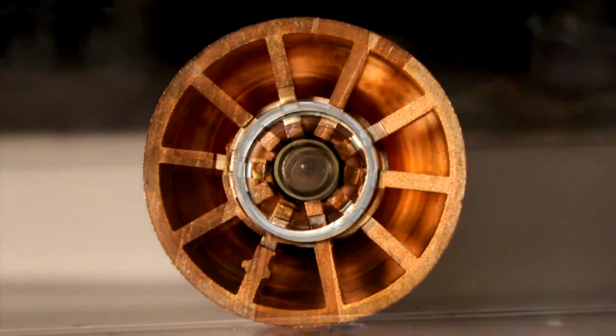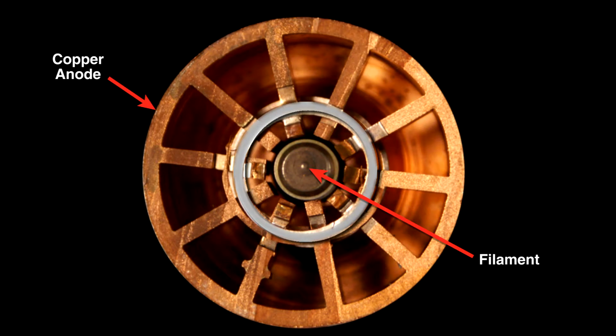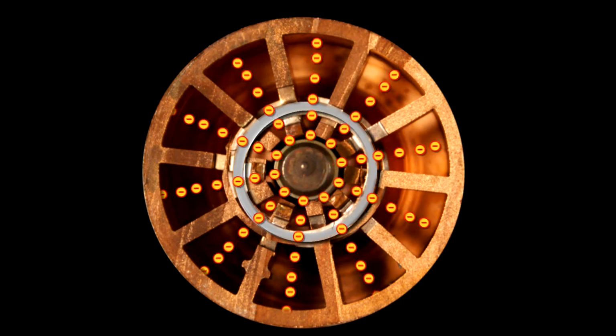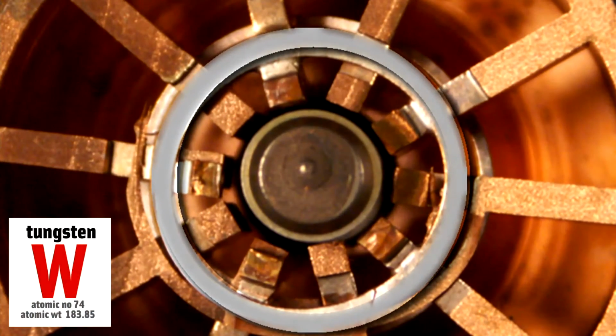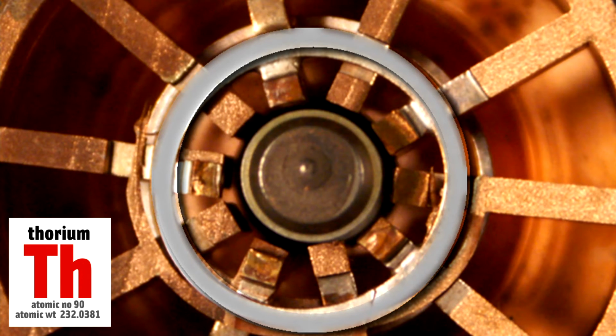You apply a large voltage across both the inner filament and the circular copper outside. This voltage boils electrons off the center filament and they fly toward the circular copper section. The filament is made from tungsten and thorium. Tungsten because it can withstand high temperatures, and thorium because it's a good source of electrons.